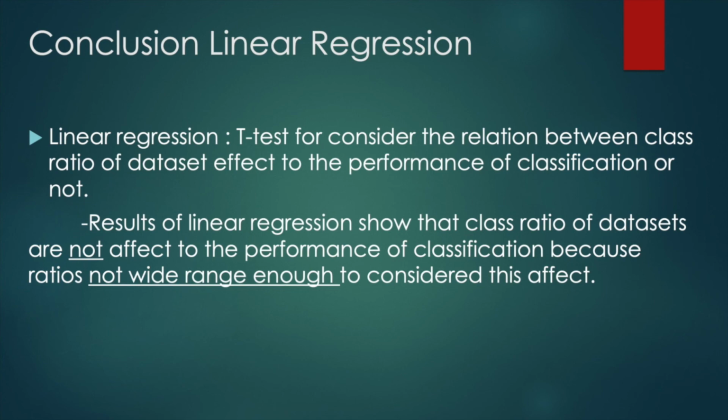In conclusion of the linear regression, we used a t-test to consider whether the class ratio of the data affects the performance of classification or not. The result of the linear regression shows that the class ratio of the datasets does not affect the performance of classification, because the ratio is not wide enough to be considered to have an effect.